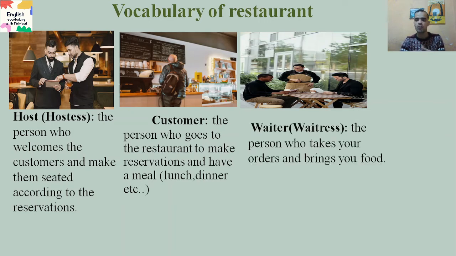The third vocabulary is the waiter. Waiter is for male, waitress is for female. As you can see in the picture, the waiter is the person who comes to your table and gives you a paper, called the menu, that catalog to let you book any food or drink you want. So it's the person who takes your orders and brings you food. This is the waiter or the waitress.